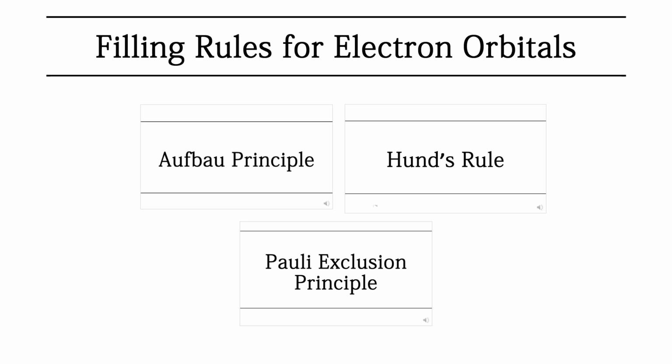For the filling rules of electron orbitals, we should know the Aufbau principle, Hund's rule and Pauli's exclusion principle to understand the electron filling of an element in its ground state.